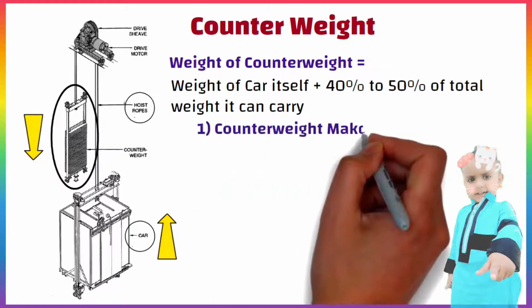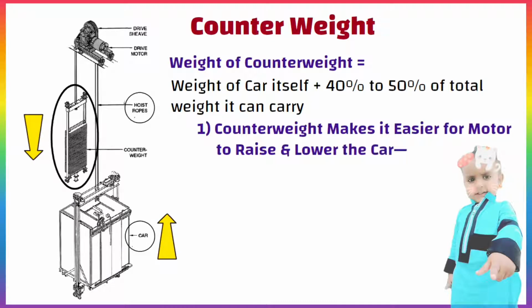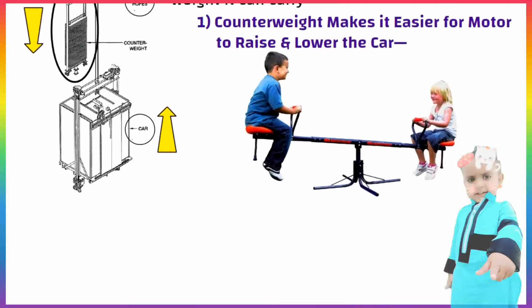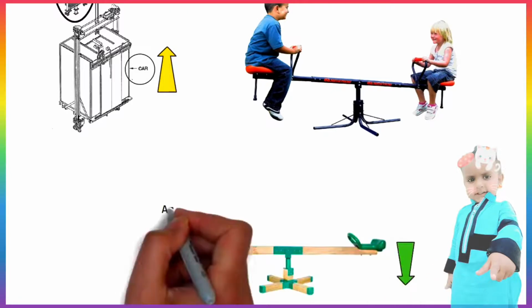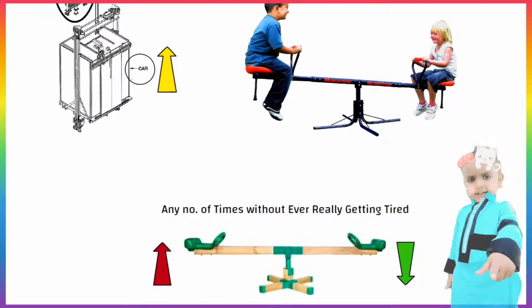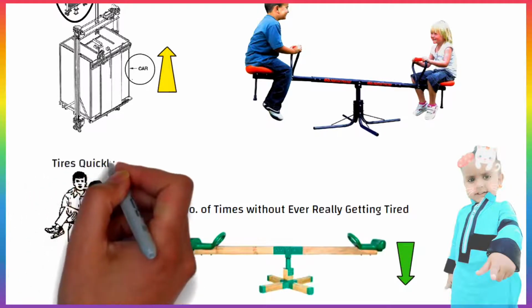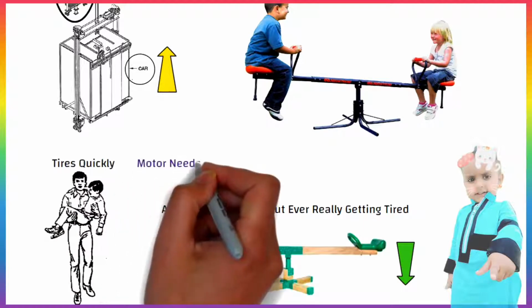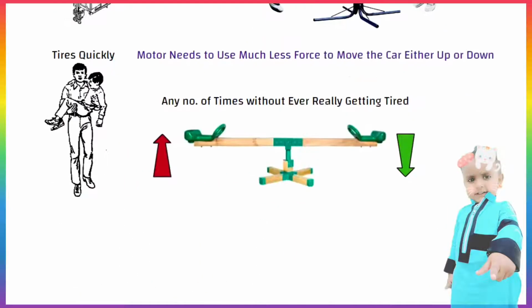One, the counterweight makes it easier for the motor to raise and lower the car. It is just like sitting on a seesaw: assuming the seesaw is properly balanced, you can bob up and down any number of times without ever really getting tired. Quite different from lifting someone in your arms, which tires you very quickly. Hence the motor needs to use much less force to move the car either up or down.